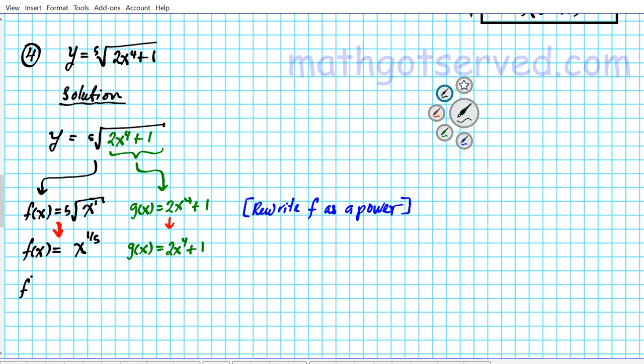So derivative of the outer function, applying the power rule here, we'll have 1 over 5x to the power minus 1, which is negative 4/5. Okay, and then the derivative of the inner function is, so you power down, 8x to the third power, and the derivative of 1 is just 0. All right, let's go ahead and do this real quick. Apply the chain rule. Derivative of the outer evaluated at the inner, so you take the inner function, plug it in here, and multiply it by the derivative of the inner function.